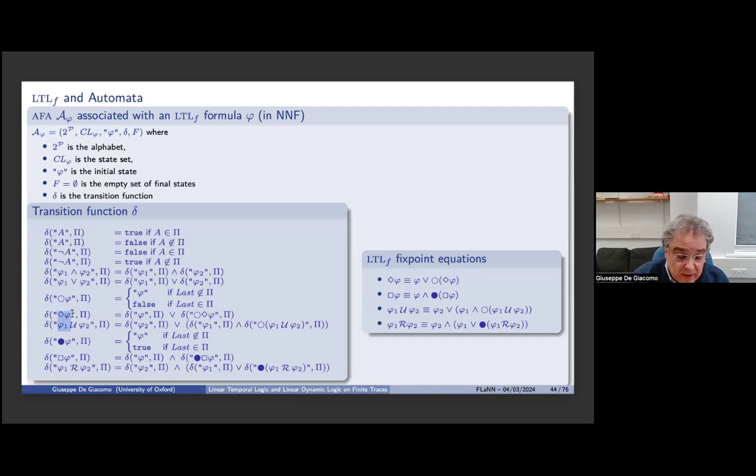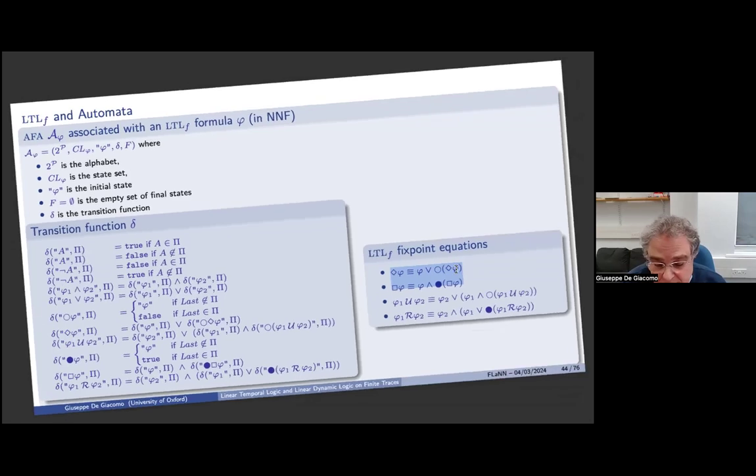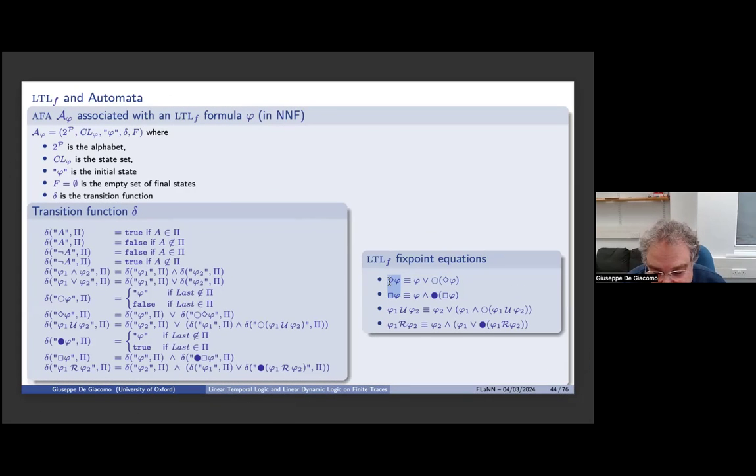And for eventually, let me look at eventually. Eventually is very interesting. So in order to understand eventually, we have to go to the fixed point equation of eventually. The fixed point equation of eventually says the following. Eventually phi is equivalent to check that phi is true now, or strong next, eventually phi holds. Okay, so notice this is a fixed point equation because if you replace this with Z here and there, you have a fixed point equation, and now you look for the smallest solution of this, and this will actually give you the meaning of eventually phi.